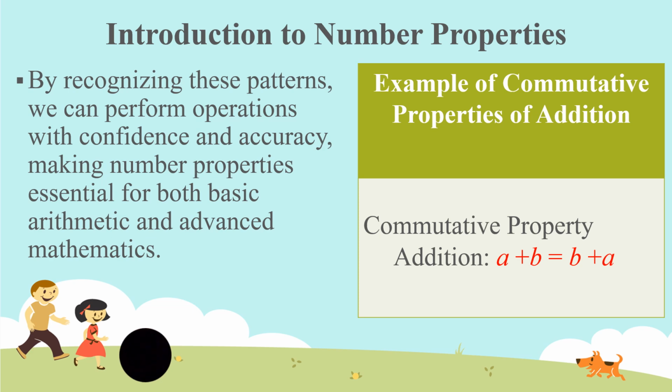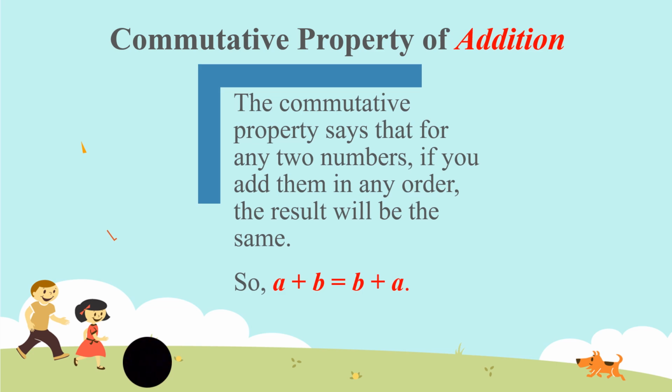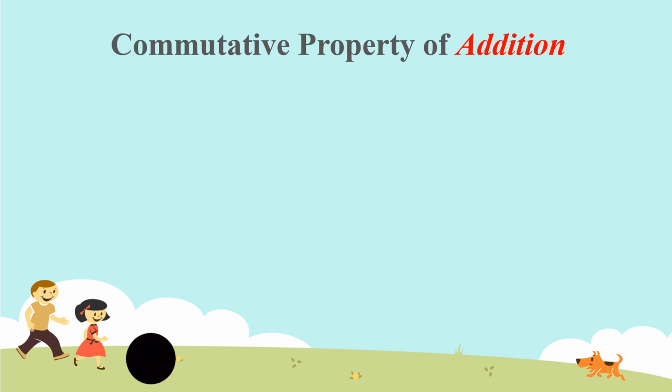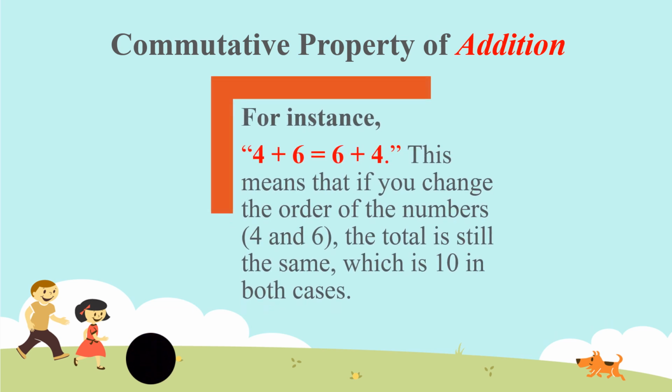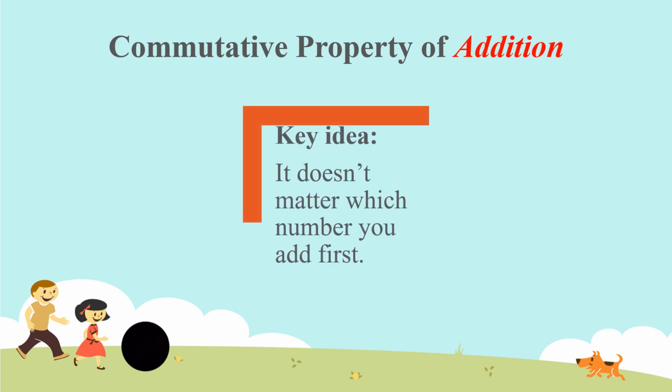The commutative property says that for any two numbers, if you add them in any order, the result will be the same. So a plus b equals b plus a. For instance, 4 plus 6 equals 6 plus 4. This means that if you change the order of the numbers 4 and 6, the total is still the same, which is 10 in both cases. The key idea here? It doesn't matter which number you add first.